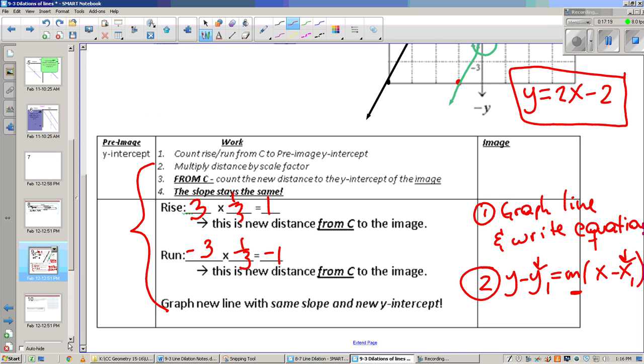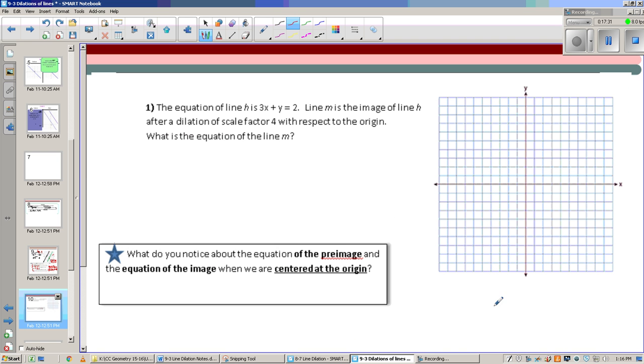Okay, so let's take a look at the next question here. The question says, if the equation of line H is 3x plus y, line M is the image of line H after a dilation of scale factor 4 with respect to the origin. So that means the center is the origin. What's the equation of the new line?